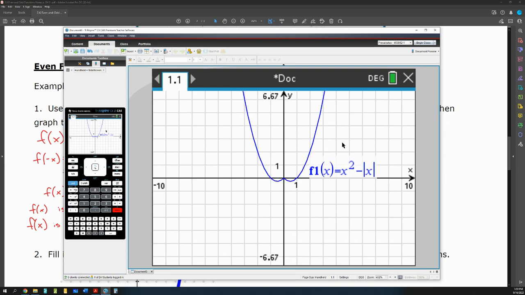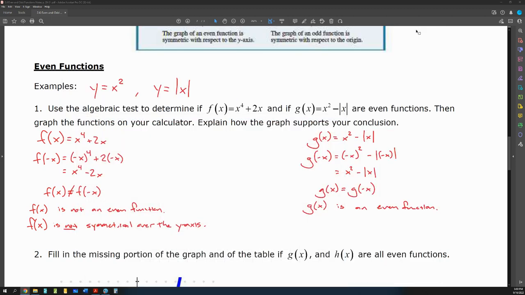And I can see that in this graph, the right-hand side of the graph, I should say right of the y-axis, is symmetrical with the left-hand side of the y-axis. It's the same function on both sides. So our graph confirms that g of x is an even function. Let's go ahead and write g of x is symmetrical over the y-axis.